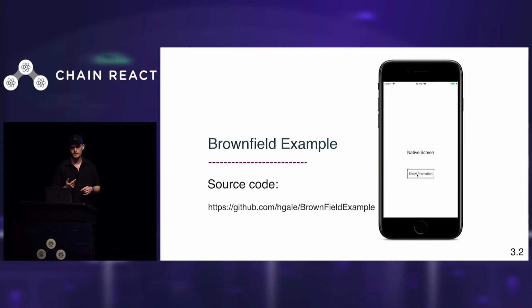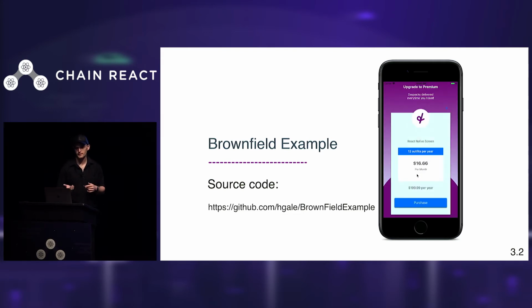You can find the source code for this example up on my GitHub here. And what we're going to do is, the white screen that you see is the native part of the app. The blue and purple screens, which match the Chain React color scheme, are powered by React Native. And this is going to simulate this flow. So let's play this demo.